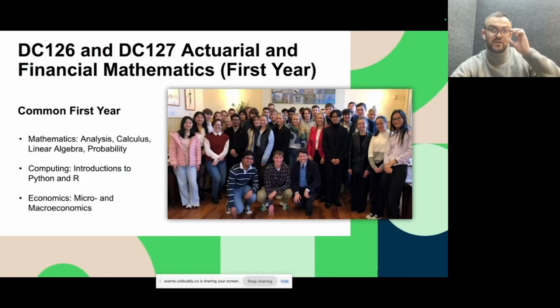Okay, so in first year, both courses do the same, the actuarial and the actuarial and financial common entry. These are some of the courses that you do in first year. You do a bit of an introduction to computer programming. Then you do a bit of economics, just touching the surface with supply and demand and stuff like that. And then you're doing the basics of what the next 4 years will be involved in maths.